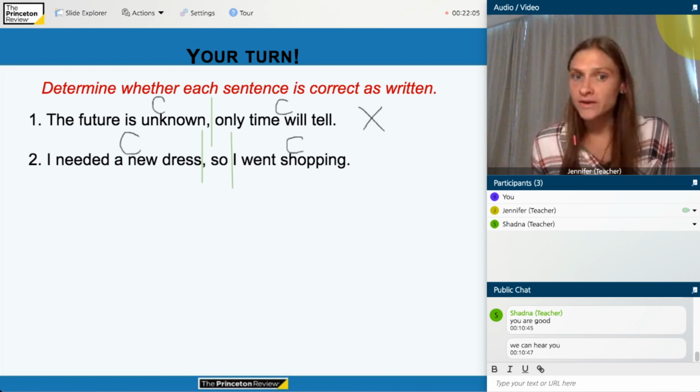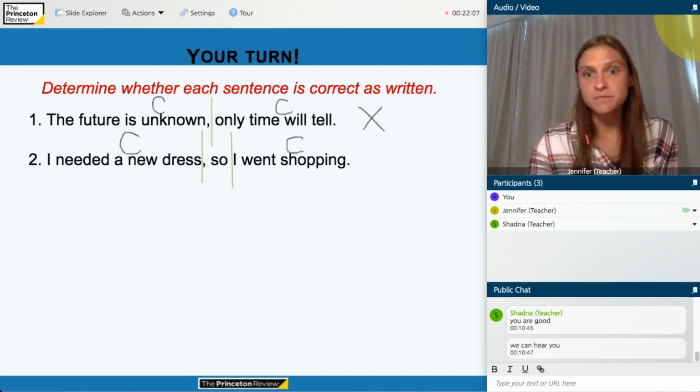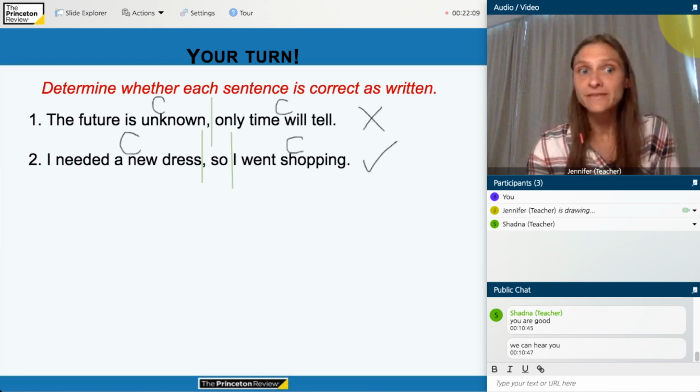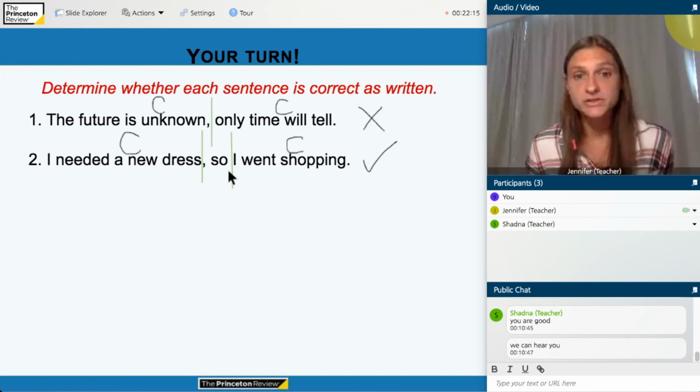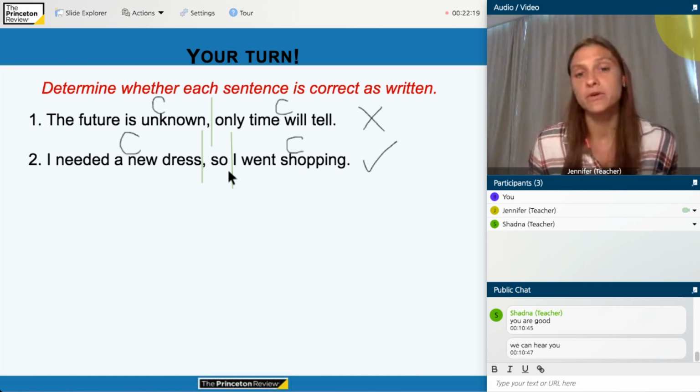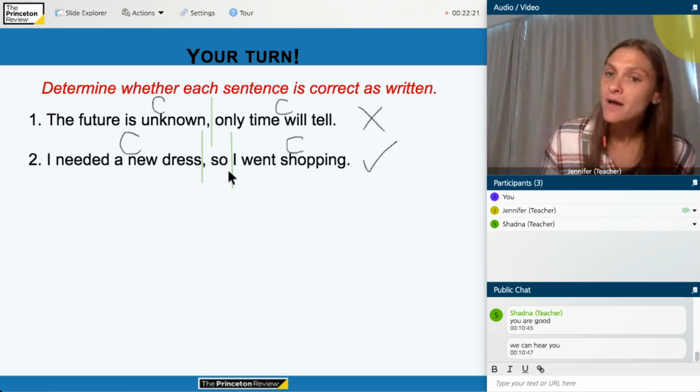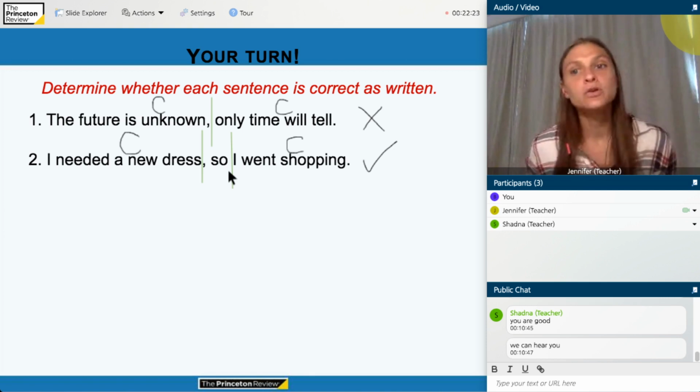So this one is correct as written because it has the comma before the fanboy. If it didn't have the comma and it only had the word so, I needed a new dress so I went shopping, that wouldn't work. If it were just a comma and no so, it wouldn't work either. You need the comma and the fanboy, the comma and the so in this case.